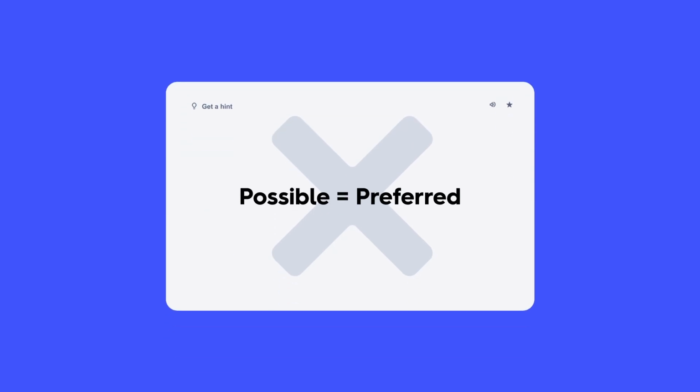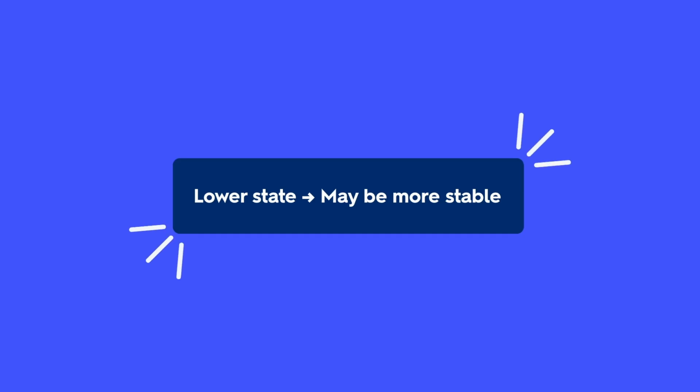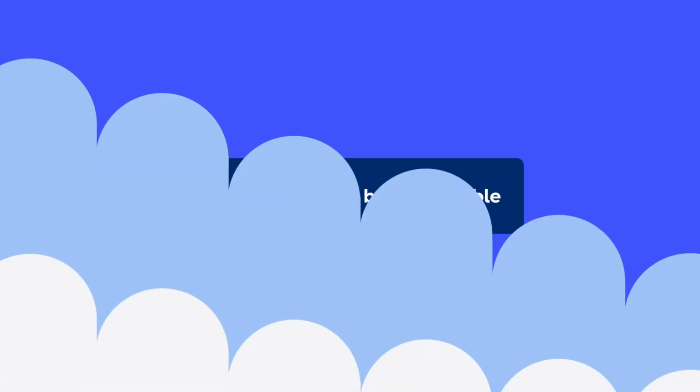Here is a common misconception. Just because an oxidation state is possible doesn't mean it's preferred. Many transition metals have a highest oxidation state on paper, but in real chemistry, a lower state may be more stable and show up more often.